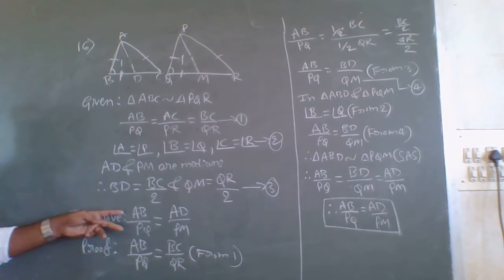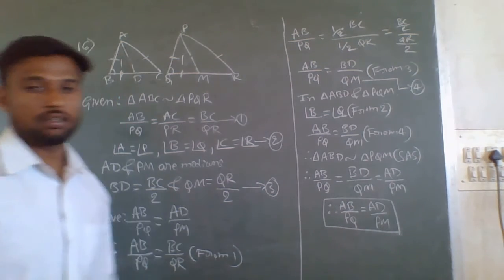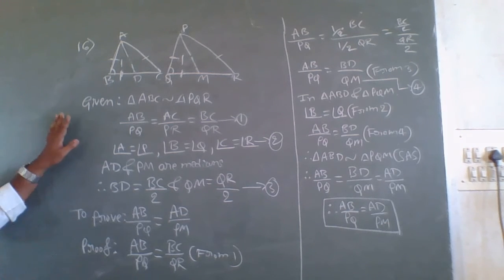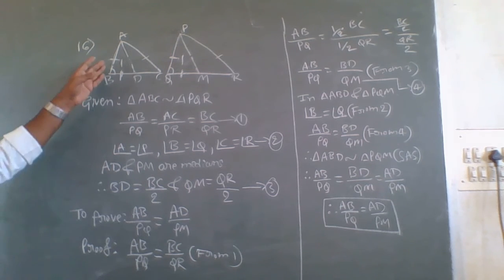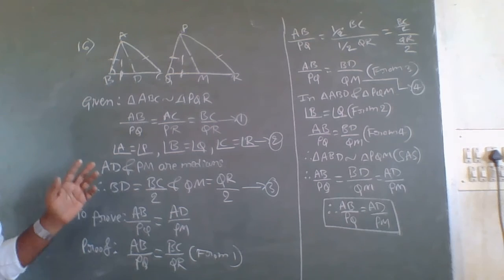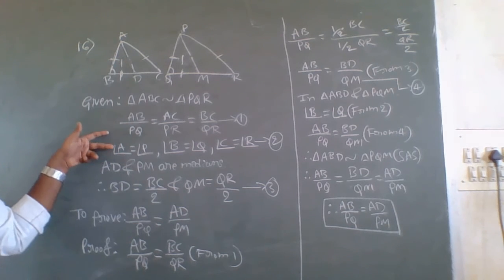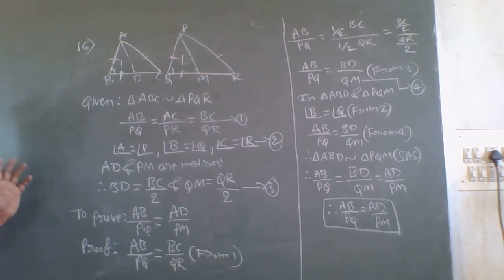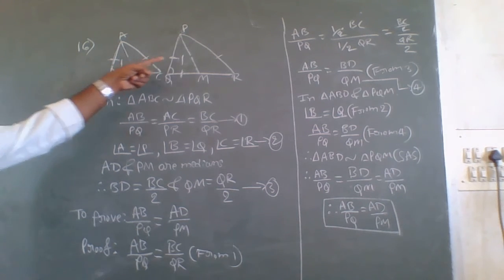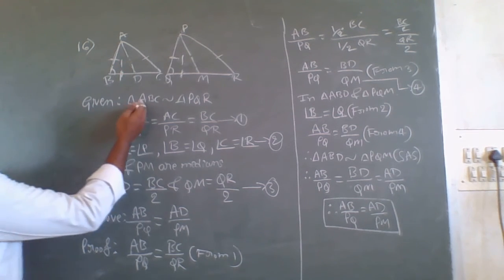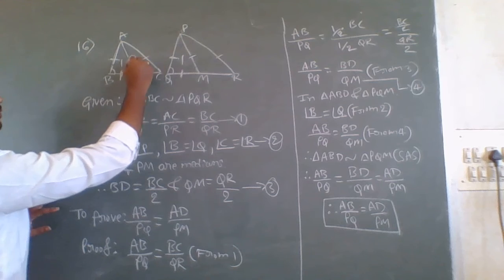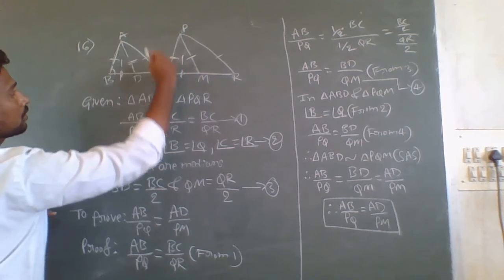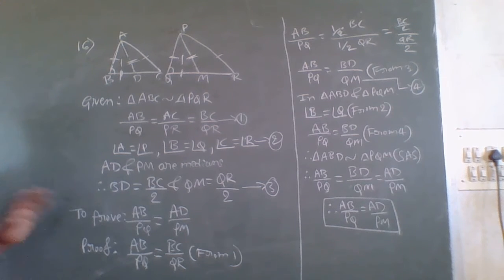What we have to prove? AB by PQ is equal to AD by PM. We proved that. See here again. To prove this, what they are given, these two triangles are similar, so all the corresponding angles are equal and all the corresponding sides are proportional. So here we have written that in given. And we have to prove that AB by PQ is equal to AD by PM. But here ABC is similar to PQR, so we cannot directly write AD by PM. These two are not sides of triangles ABC and PQR. These two are medians. But we have to prove that.